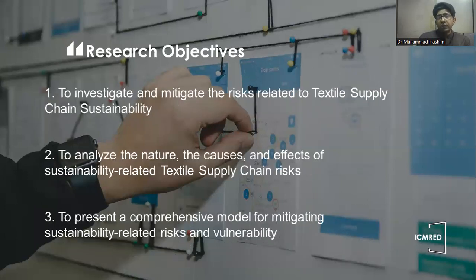So, on the basis of these three basic questions, we derive three basic objectives of the study. The first objective is to investigate and mitigate the risk related to textile supply chain sustainability. The second one is to analyze the nature, the causes, and effects of sustainability-related textile supply chain risk. And the third objective is to present a comprehensive model for mitigating sustainability-related risk and vulnerability.